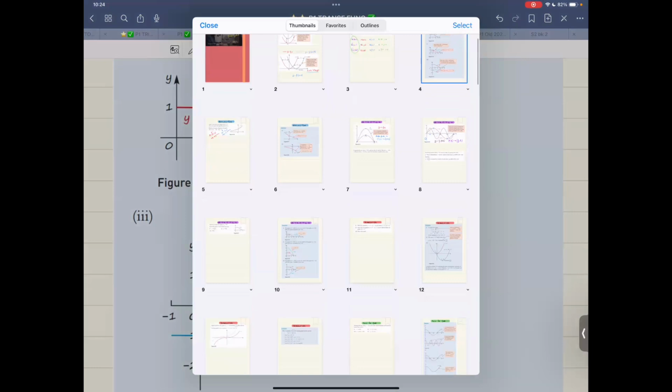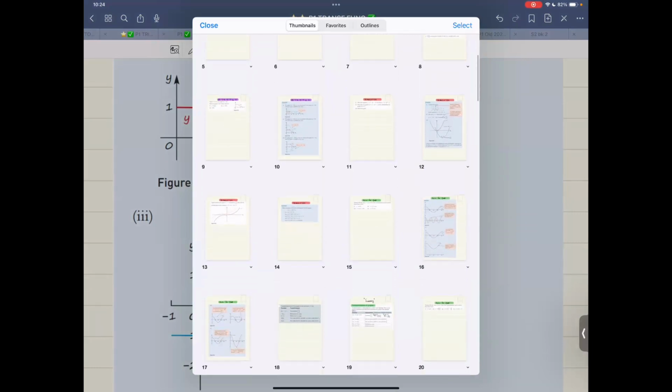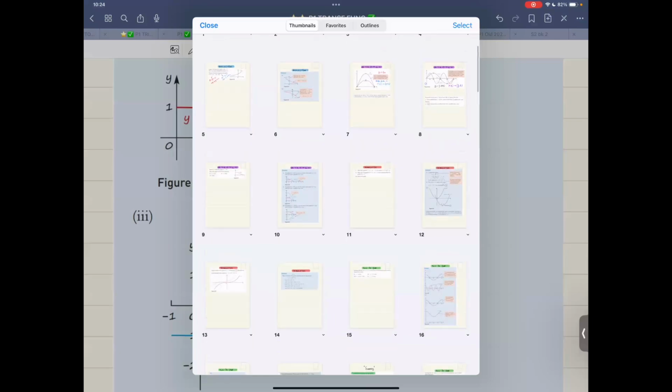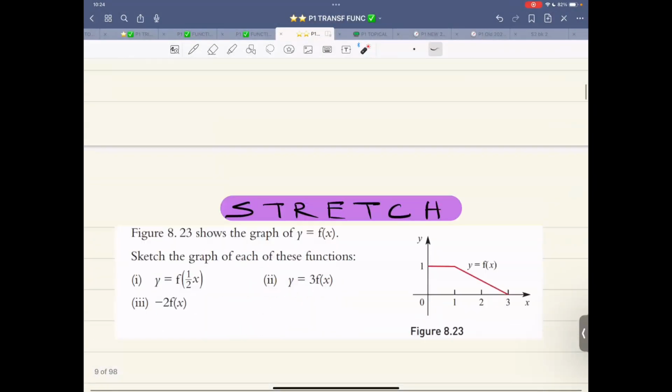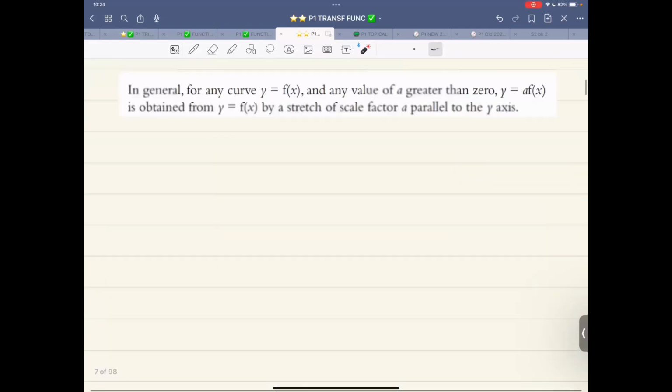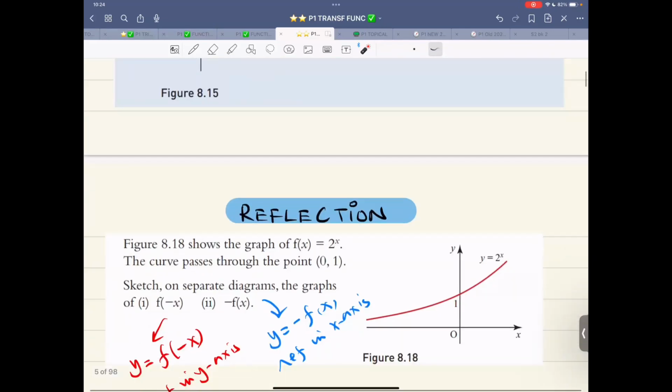So now this thing is done. Let me move to the next thing, which should be about stretch and reflection.